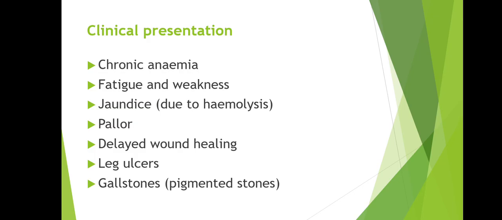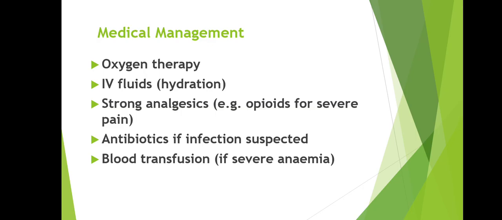Why gallstones? The reason for gallstones is this: because the red blood cells are being destroyed at a faster rate than normal, the bilirubin concentration in the body increases. Once it increases, it becomes too concentrated, and when bilirubin gets very concentrated, stones can be formed, and that's what we call gallstones. Okay, so these are the clinical presentation of this particular condition, which is sickle cell anemia.